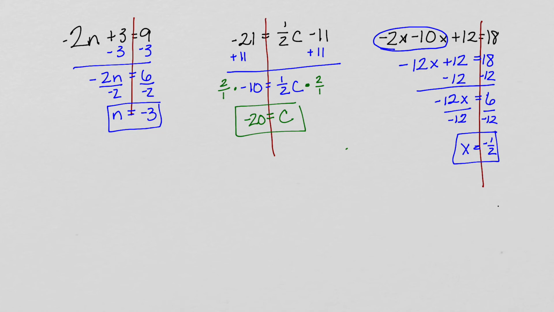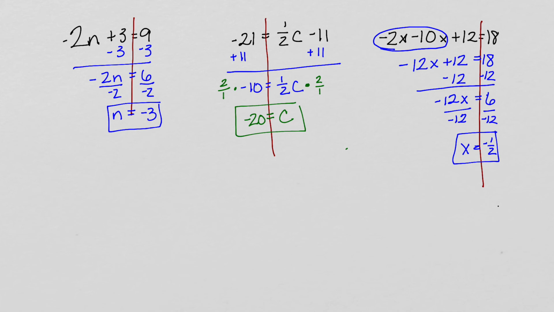For the second problem, you need to add the 11 to both sides. Then you divide, since 1/2 is multiplying c, you divide by 1/2. Well, dividing by a fraction is the same thing as saying multiply by its reciprocal. I just flip my fraction and I can multiply it, so it cancels out to 1. And so I'm left with c on the right side, and you should have gotten that c equals -20.